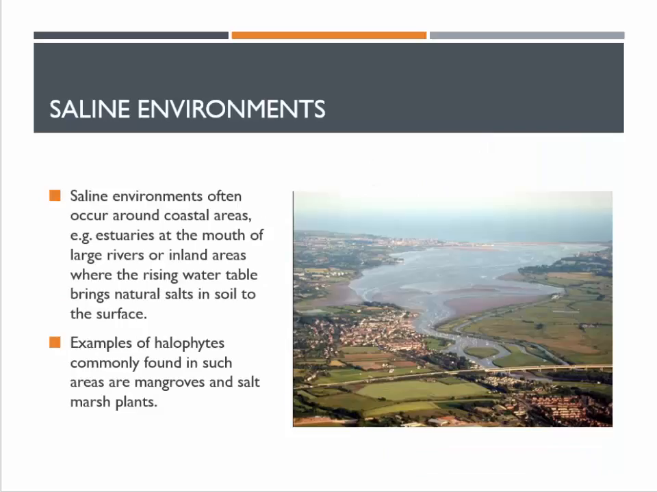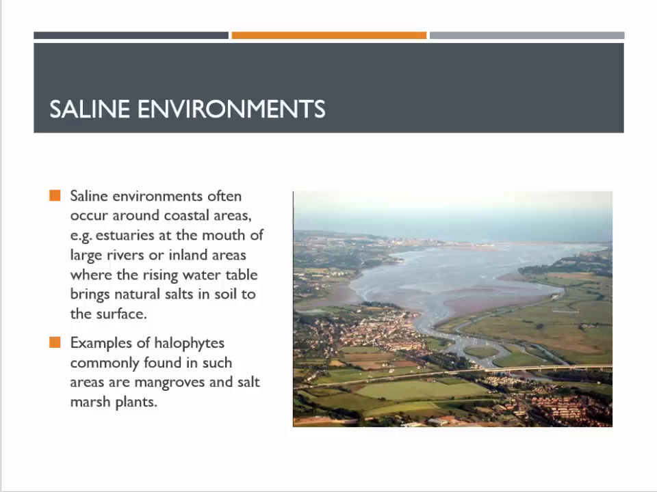As you can see, we've got a picture here of an estuary. We have the ocean in the background, and then we have the river mouth forming in the centre of the picture there. We're largely going to see these as a majority of our examples, but we also have inland areas where rising water tables can bring natural salts into the soil and up to the surface. We actually have this at our school. We have a dryland salinity problem, so we have some plants on the wetlands that are adapted to a high salt environment.